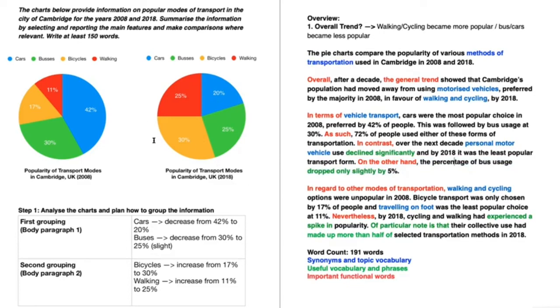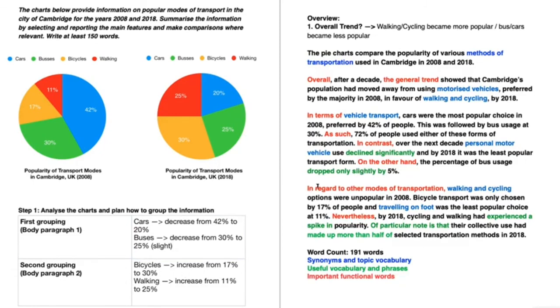And that is exactly what we saw here and what I wanted to write in my notes. So "declined significantly" is great when talking about a large decline. "Slightly" is great when you want to do the opposite. Now, our body paragraph 2 is talking about these other modes of transportation.